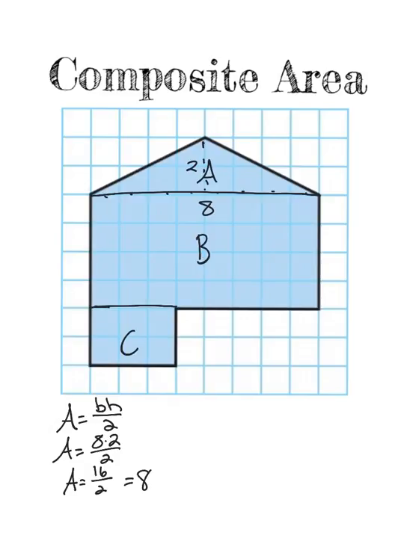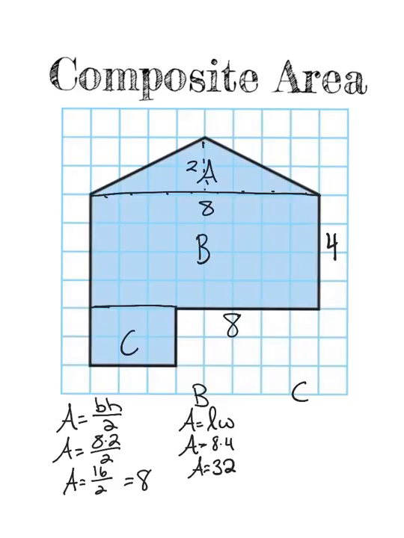So now if we look at B, this is a rectangle, so we're going to use a different formula for B. So area equals length times width. So we need to find our length. Well, our length is going to be the same as the base for the triangle. So that's 8, and then my width would be 4. So 8 times 4, which equals 32.